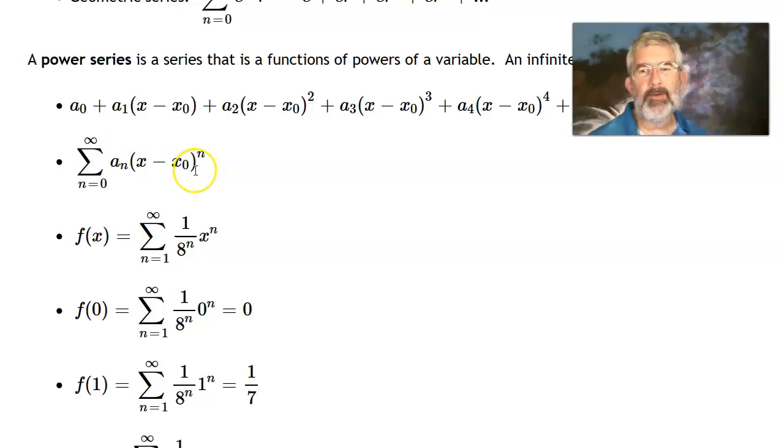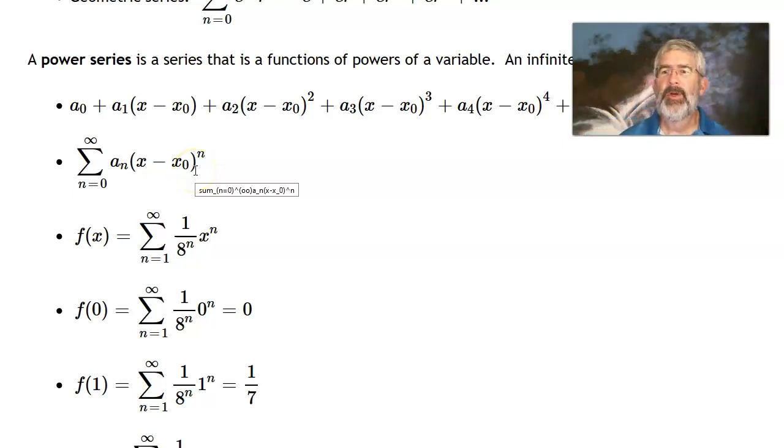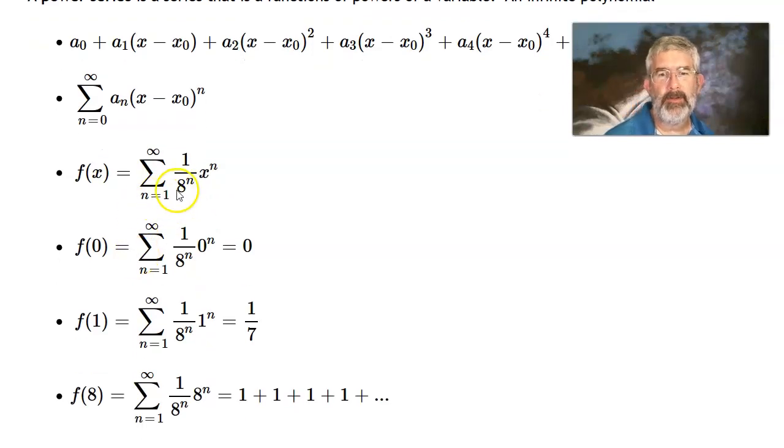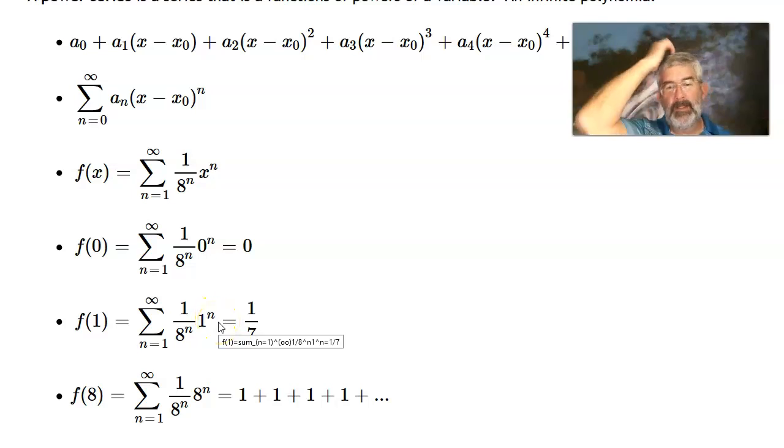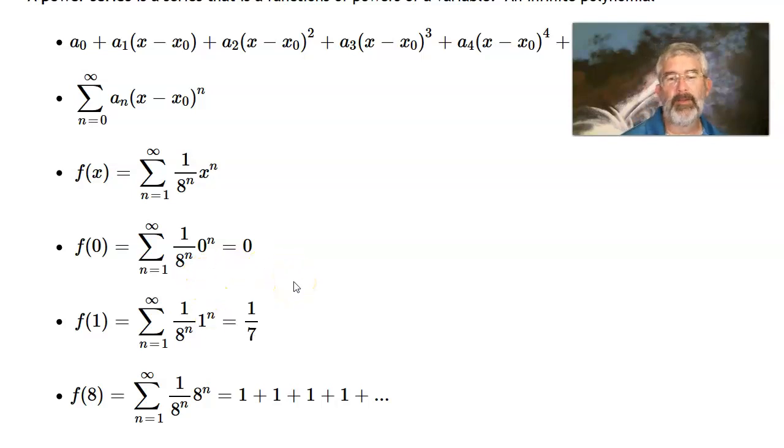So each one of these power series has at least one value of x where you get convergence, and that value is at x0. Then there's a matter of, are there any other values where it converges? Well, with this function as listed, if I plugged in 1 for x, then this would be 1 over 8 to the n times 1 to the n. Well, 1 to the n is always 1, so this just looks like the sum, as we had it listed before, 1/8 plus 1/8 squared plus 1/8 cubed plus 1/8 to the 4th, and so on.